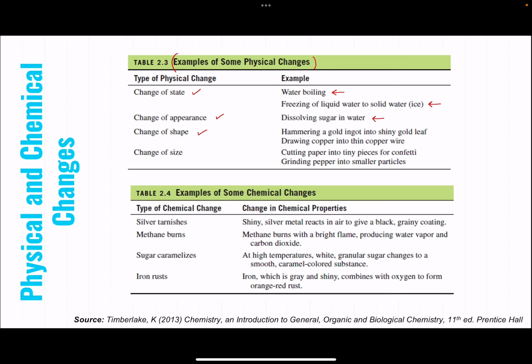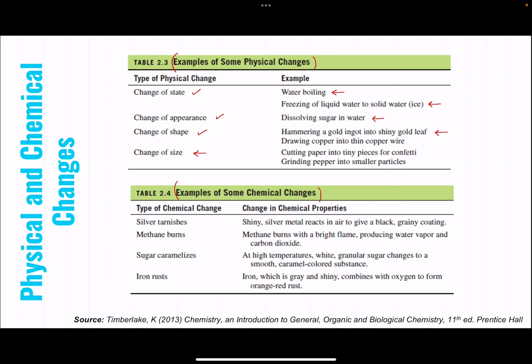A change of shape, for example, hammering a gold ingot into a gold leaf, drawing copper into copper wires, easier than that, cutting your hair, right? That is a change in shape. A change of size, for example, cutting paper into tiny pieces, grinding pepper into smaller particles. That is a physical change. We're not doing anything to the chemical structure of our element or of our compound or of our mixture, for example.